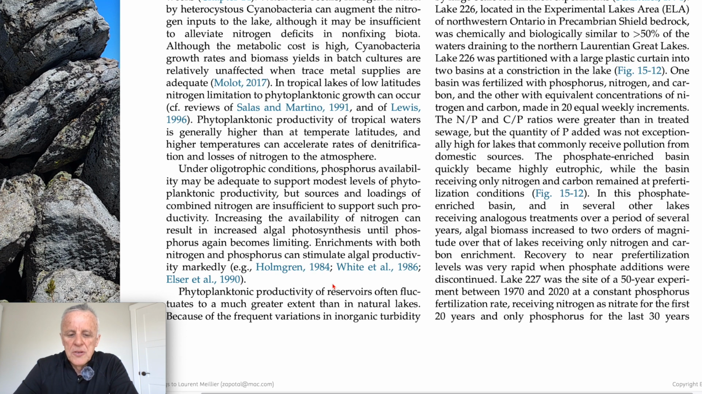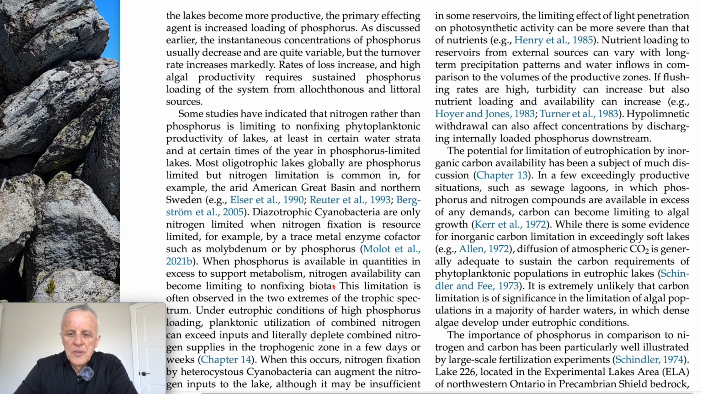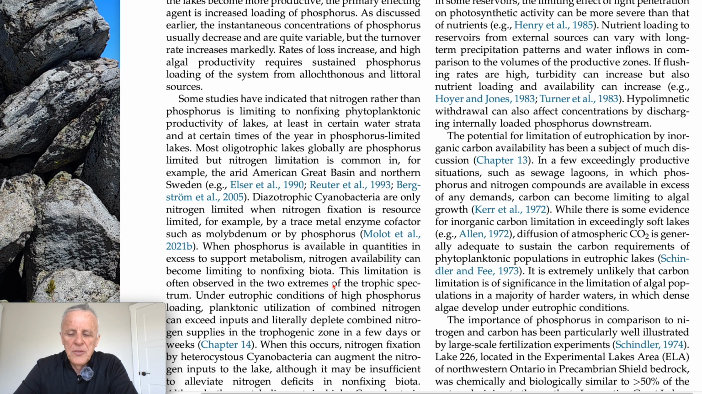Phytoplanktonic productivity of reservoirs often fluctuates to a much greater extent than in natural lakes because of the frequent variation in inorganic turbidity. In some reservoirs, the limiting effect of light penetration on photosynthetic activity can be more severe than that on nutrients. Nutrient loading to reservoirs from external sources can vary with long-term precipitation patterns and water inflows in comparison to the volume of the productive zones. If flushing rates are high, turbidity can increase, but also nutrient loadings and availability can increase. Hypolimnetic withdrawal can also affect concentration by discharging internally loaded phosphorus downstream.